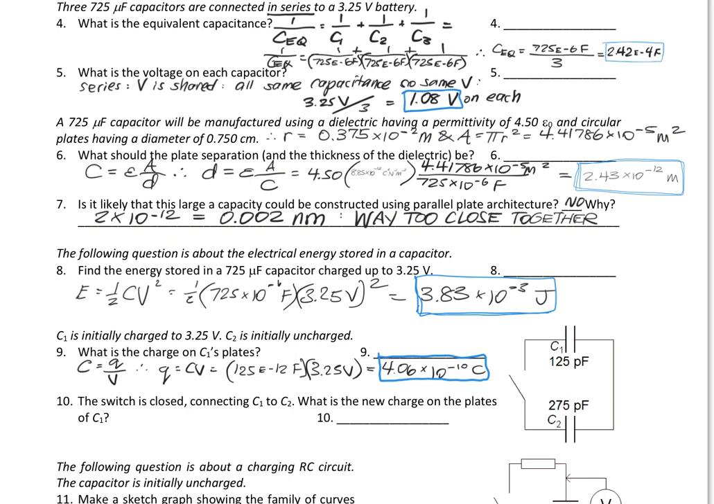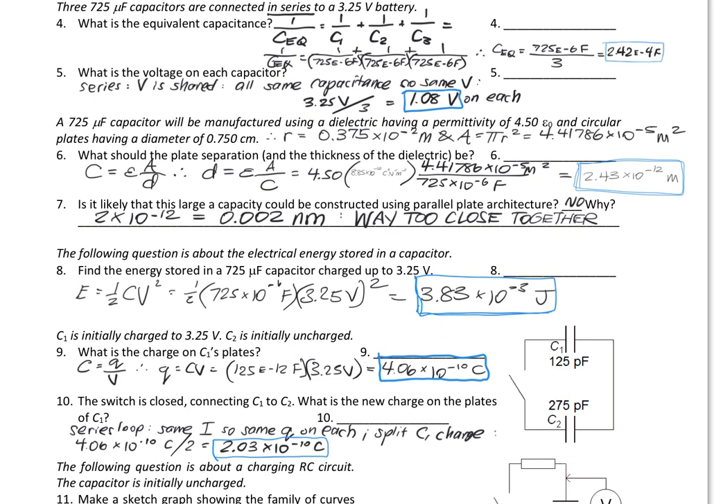So this is a series loop when you close the circuit, and so they would share the available voltage, but they would have the same charge on each because they have the same current, because they're in series with each other. And so originally C2 was not charged, and so all of the charge that was on C1 is now split between the two, giving 2.03 times 10 to the negative 10 coulombs on each capacitor.